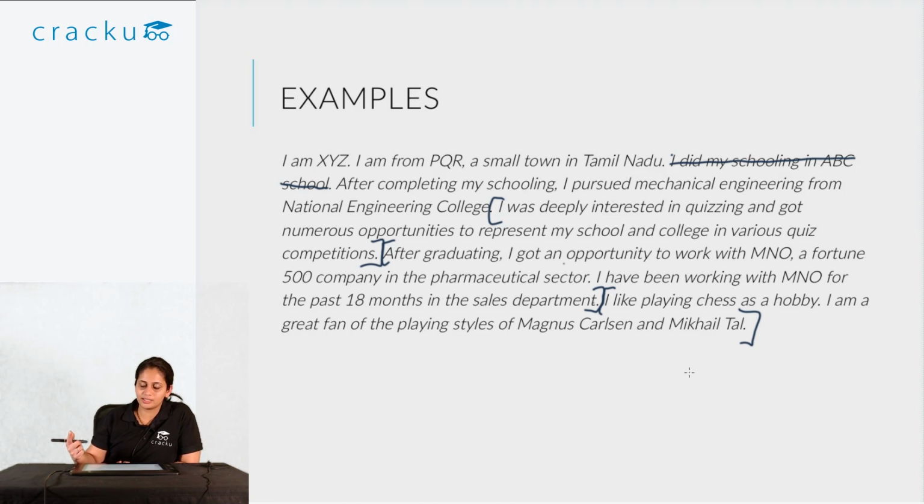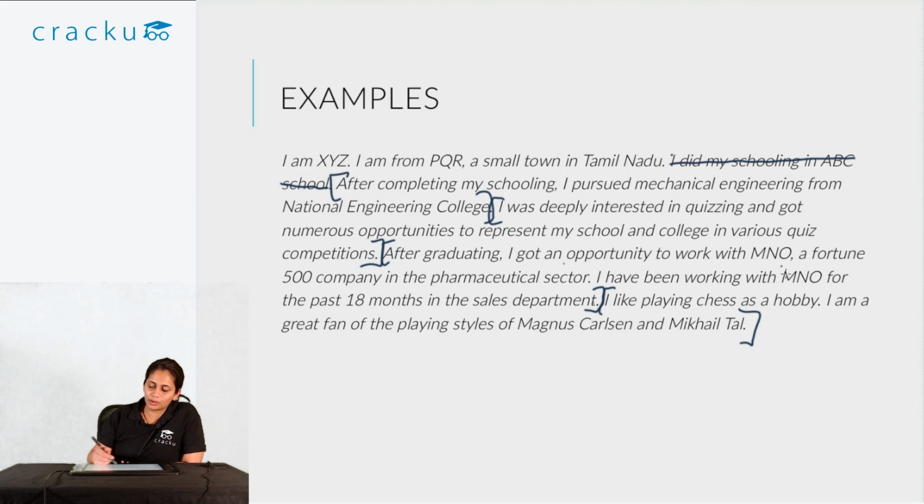So what I would suggest in this kind of case, if he, for example, he has mentioned that he has done his mechanical engineering. So instead of just saying I have done my mechanical engineering, if you add some context to it, that I was always interested in machines and that interest led me to pursue mechanical engineering from National Engineering College. I was deeply interested in quizzing. This is a perfect line because it tells you why he has done a few things, and it tells you what his interest was.